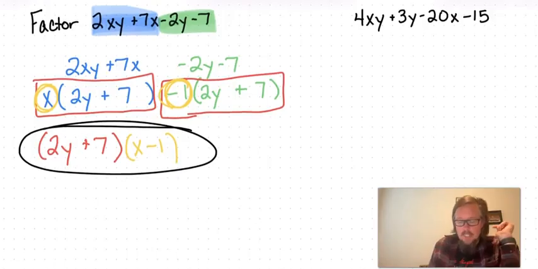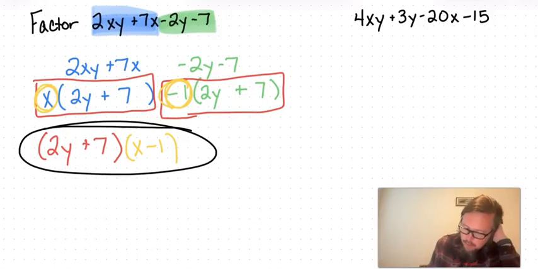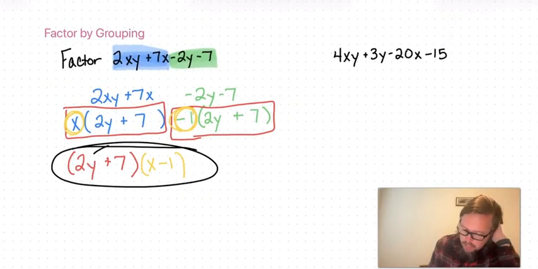And we can check our answer by doing the distributive property. So we do 2y times x, that's 2xy. 2y times minus 1 is minus 2y.